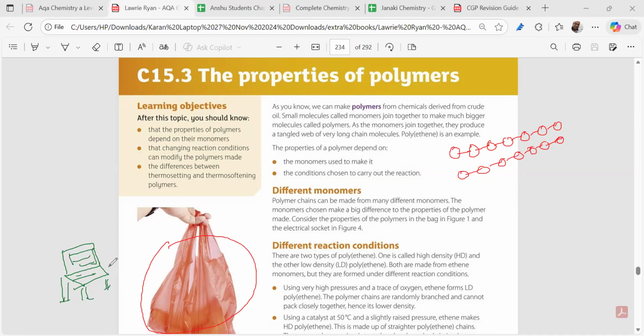So, how can you make the end product? Both are polyethylene, right? We have to understand that while making a polymer product, we can use different conditions to prepare the end product.